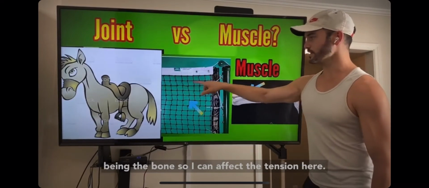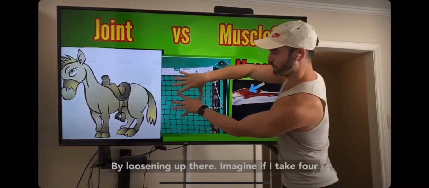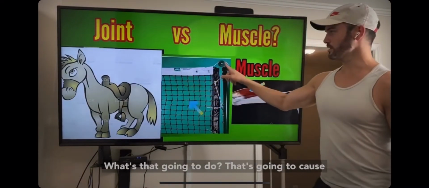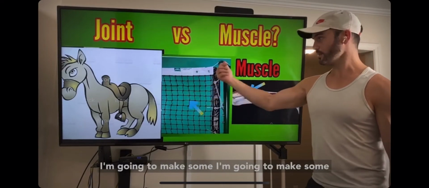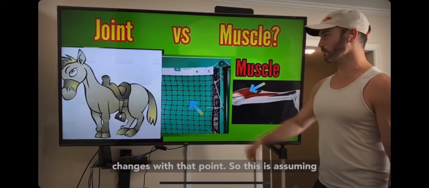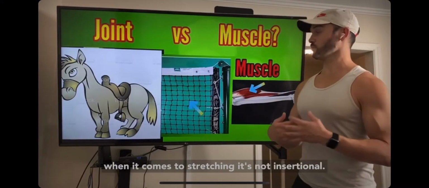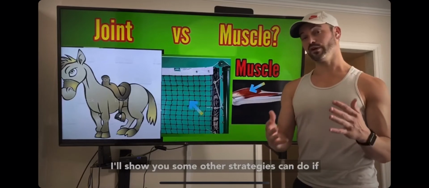So I can affect the tension here by loosening up there. Imagine if I take 4 or 5 of these squares and I hold them together, what's that gonna do? That's gonna cause increased tension here. So by releasing that, I'm gonna make some changes at that point. So this is assuming that it's mid-substance. This is assuming that when it comes to stretching, it's not insertional. And I'll show you some other strategies you can do if it is insertional.